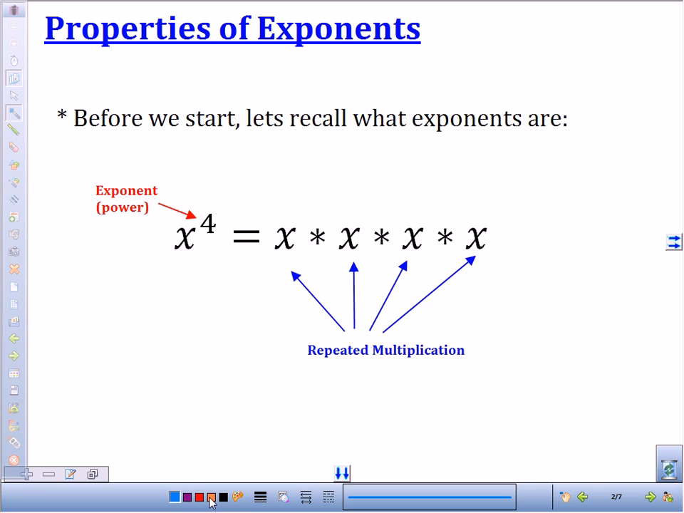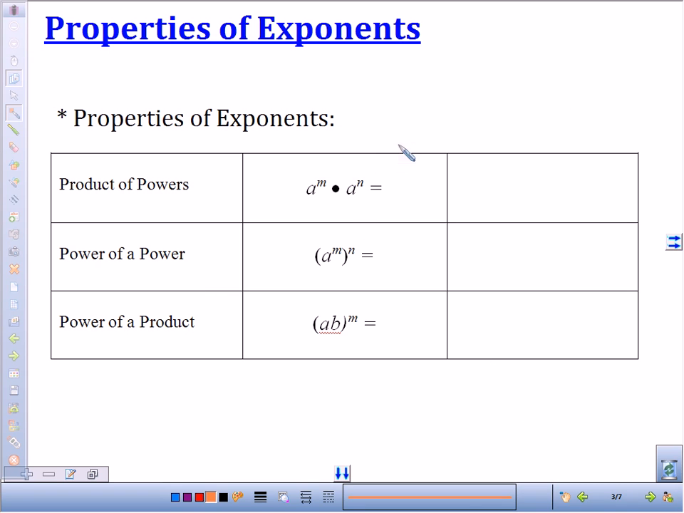Now, as long as we've got that in our minds, let's actually look at some of the properties we're going to be dealing with. There are 6 of them in all that we're going to be concerned with. The first one is called the product of powers. Powers, of course, are exponents. A product is the result of multiplication. So what we're talking about here is the multiplication of exponents. So when we multiply terms that have exponents, we use the product of powers.